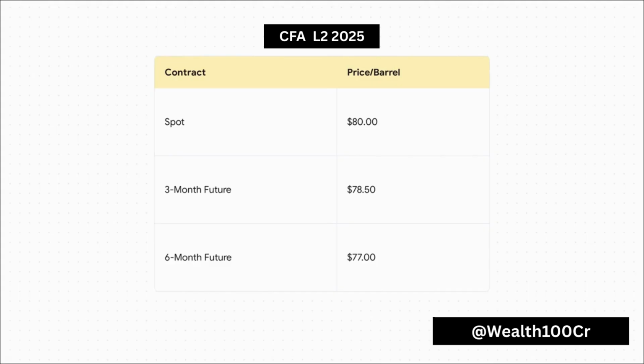And here's what that looks like. The curve is totally inverted. The spot price is way up at $80, maybe because of a supply disruption. But look, the market will sell it to you for delivery in 6 months for just $77. That downward slope, that's the telltale sign of a backwardated market.